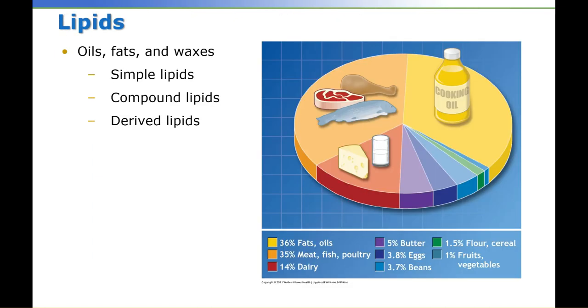Okay, moving right along, we have lipids, which are oils, fats, waxes. You have simple lipids, compound lipids, derived lipids. A lipid, from the Greek lipos, meaning fat, has the same structural elements as carbohydrates, but differs in its atomic linkages. The lipids' ratio of hydrogen to oxygen considerably exceeds that for carbohydrates.